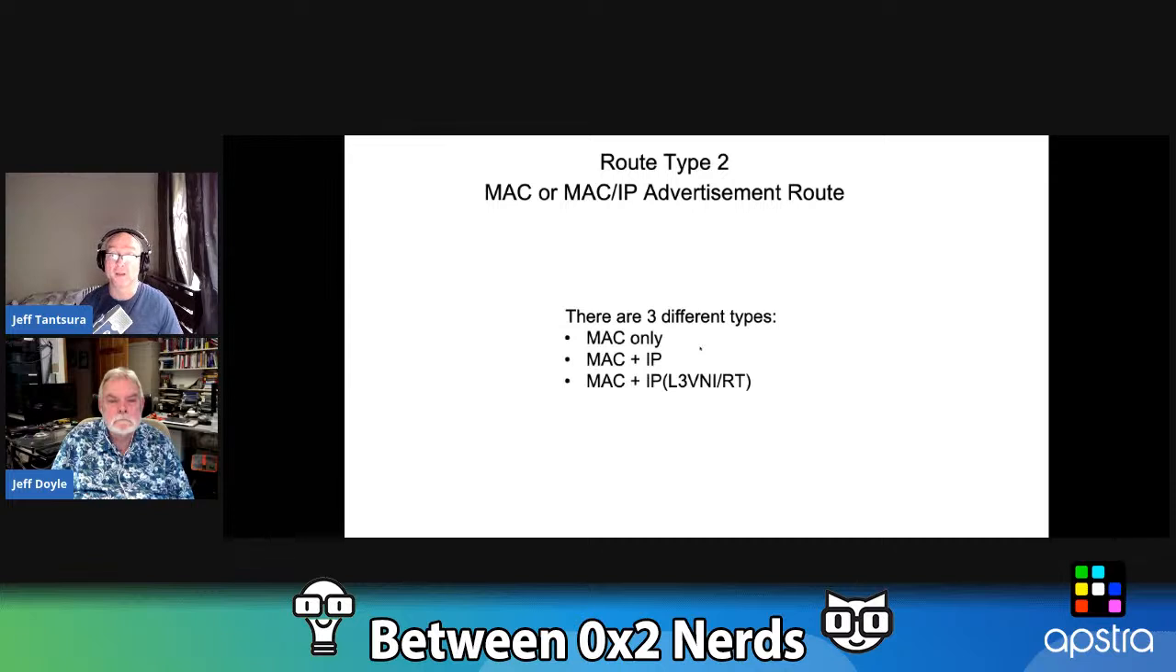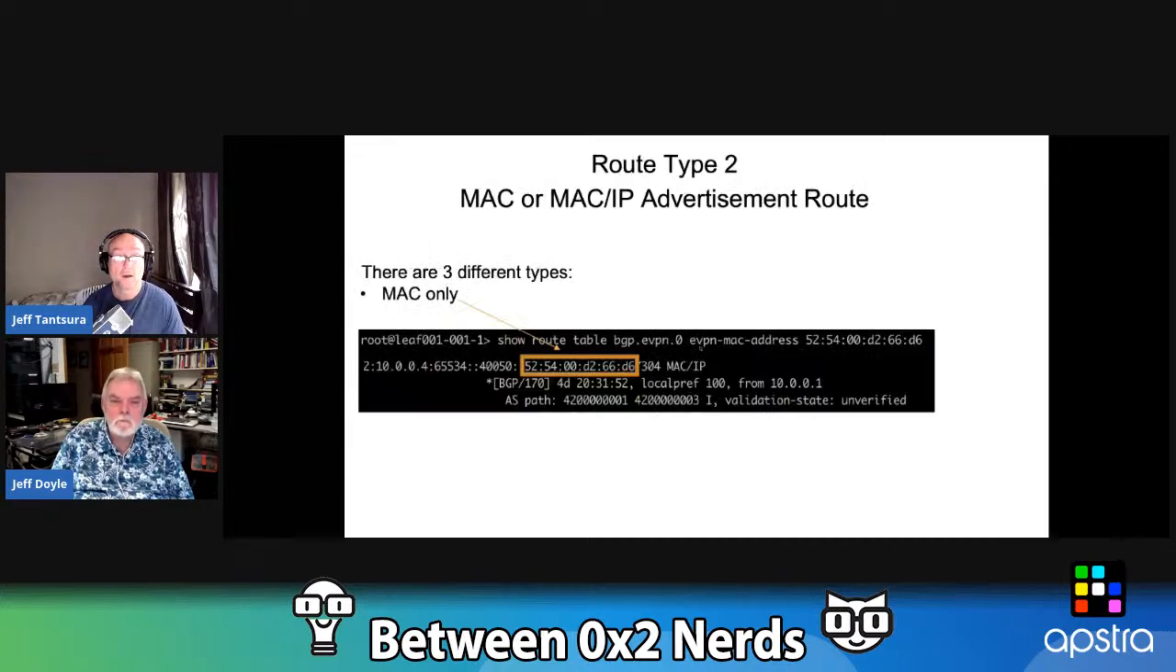To make things more complex, there are actually 3 different types of type 2s. They are not spelled out this way in the RFC, but they are actually 3 different types. They look different. We've got the MAC-only route. When a new MAC address shows up in the data plane, everybody in BGP will get an update from the switch that owns the MAC address. So you will see this specific route as a type 2 route with a MAC address in it, nothing else.